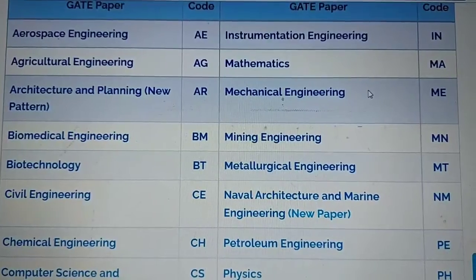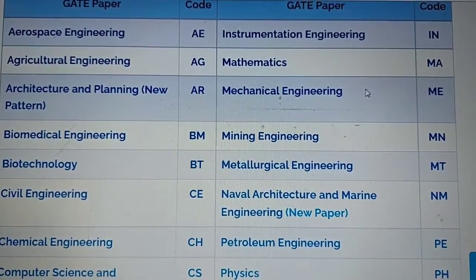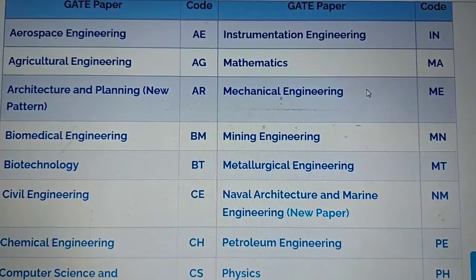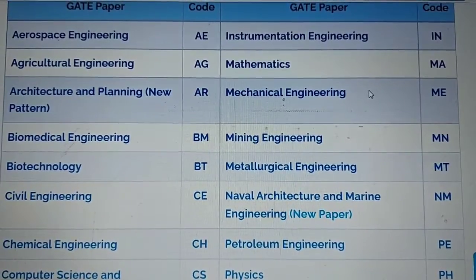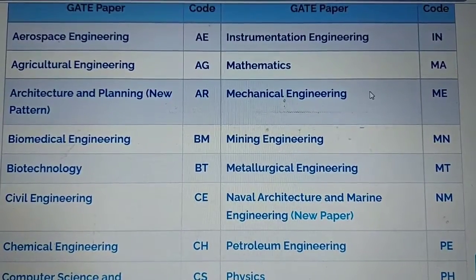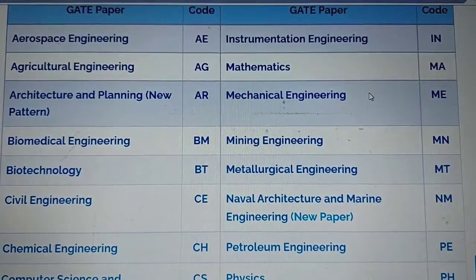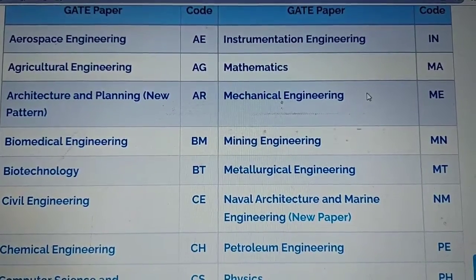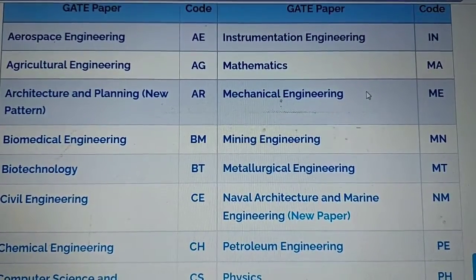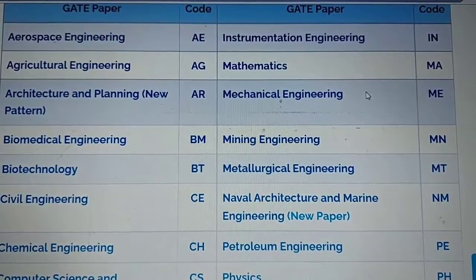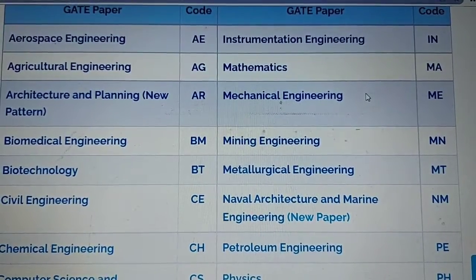Coming to the benefits of writing the GATE examination, you will get admission in IIT, the Indian Institute of Technology. And the second biggest thing is a job in a PSU, a public sector job. Public sector units are divided into Maharatna, Mini Ratna, Navratna. If you want to know the details about PSUs, then write in the comment box.